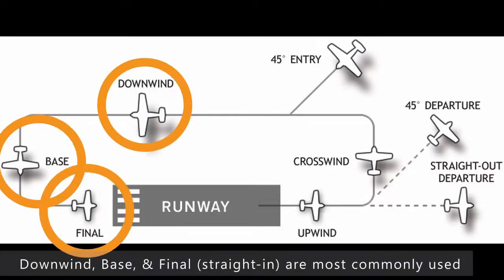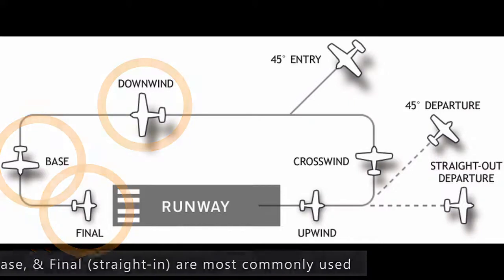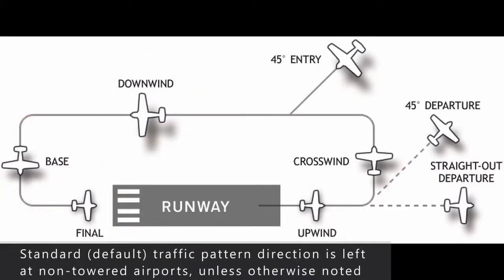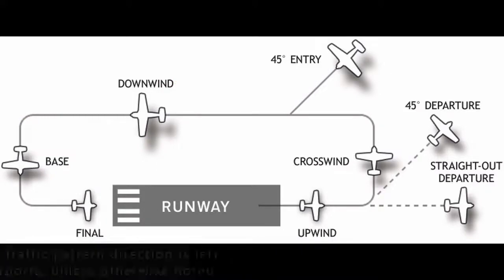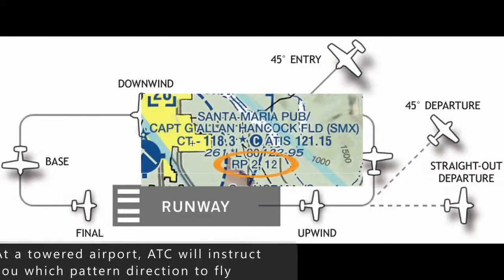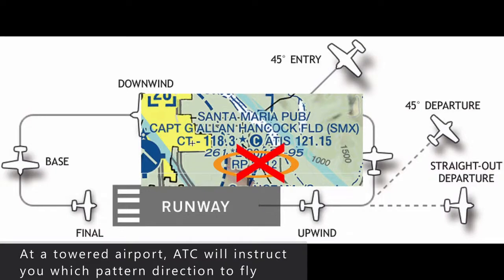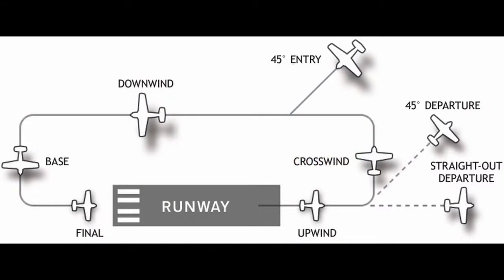When you're inbound to a towered airport, the most frequent pattern entry points are the downwind leg, the base leg, and the final leg. Remember that despite the standard traffic pattern direction being left traffic, and some runways published with a right-hand traffic pattern, at a towered airport, all published or expected traffic pattern directions are irrelevant, as the air traffic controller will instruct you which direction of pattern to fly. It's their airspace, and they may have a reason to have you on the opposite side of the published traffic pattern.